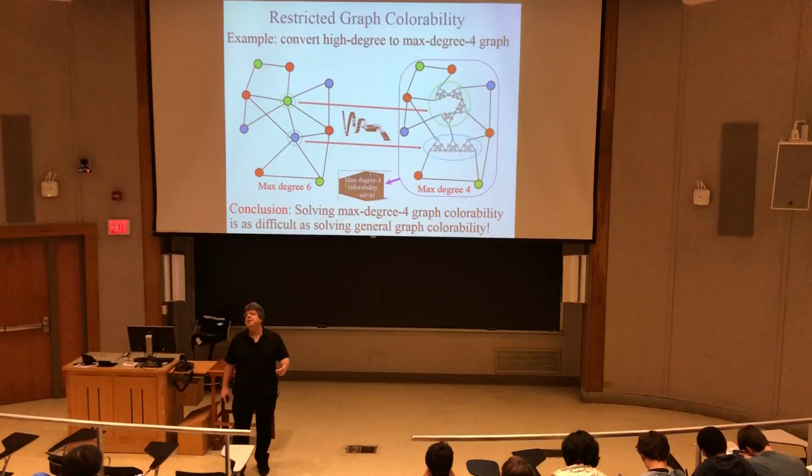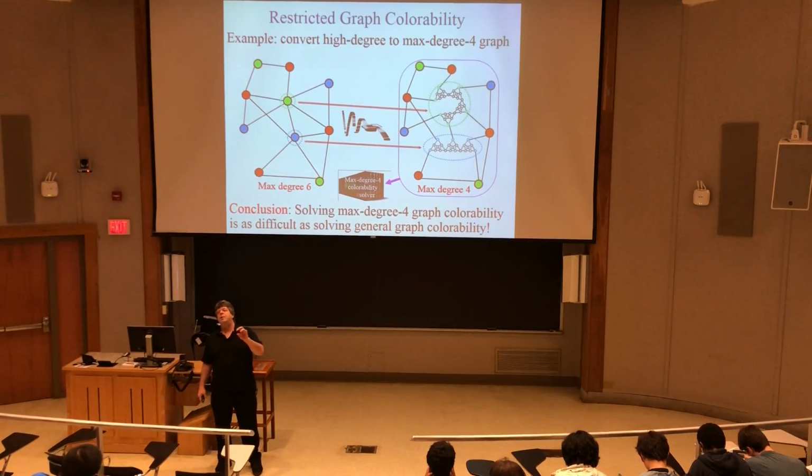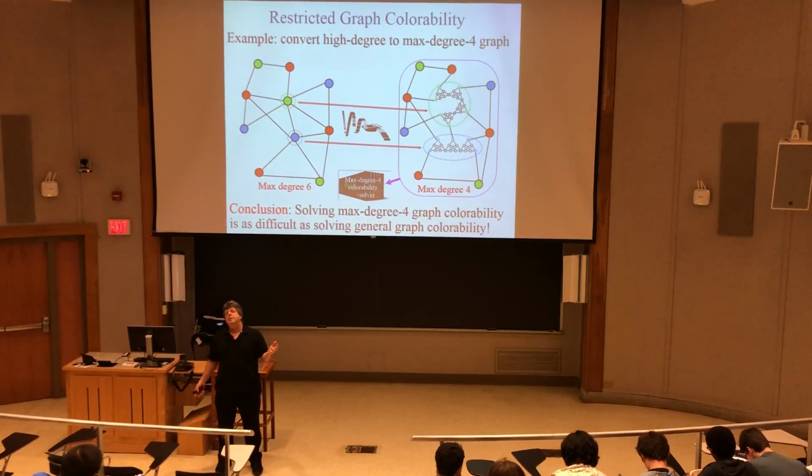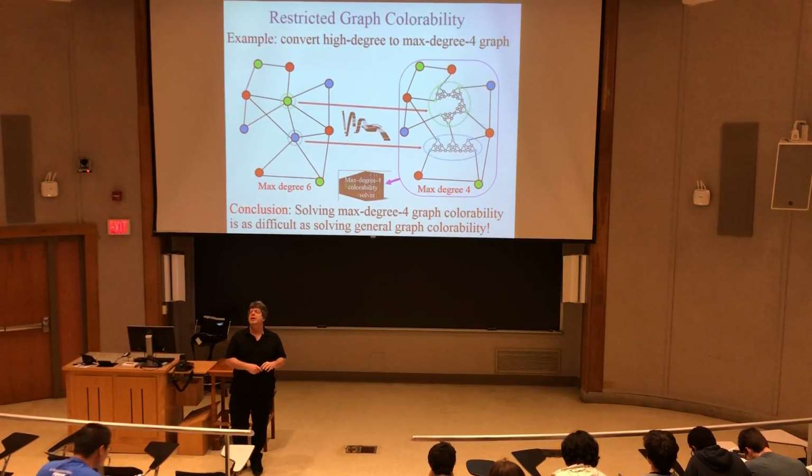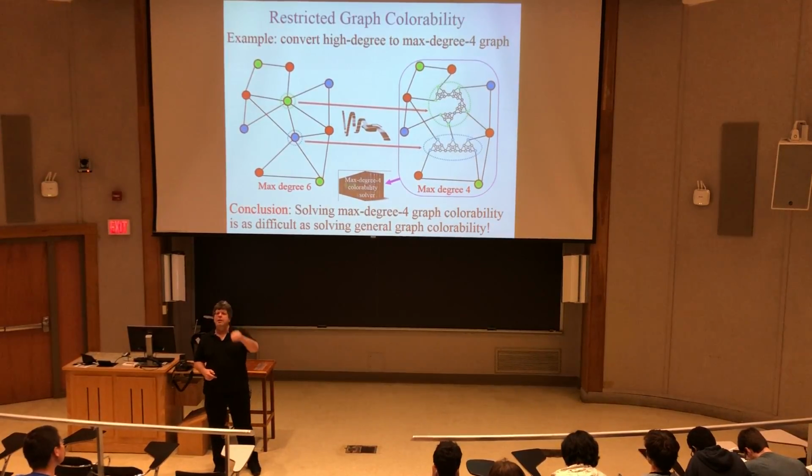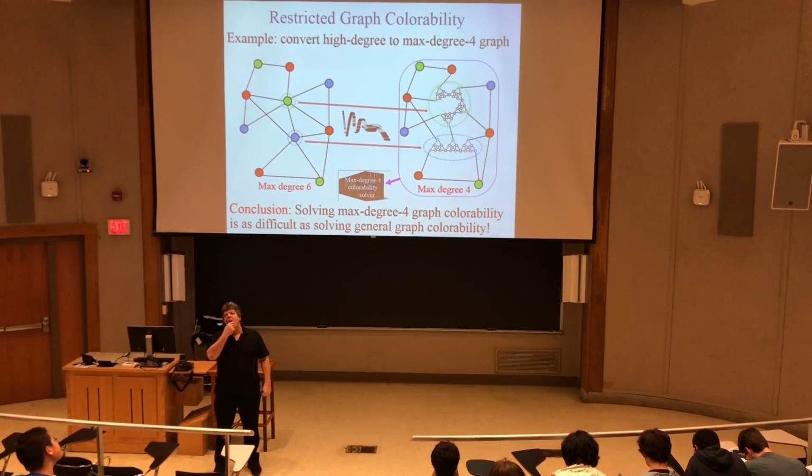And we already saw that max degree 0 or 1 or max degree 2 colorability are trivially solvable in polynomial time. So this is where colorability explodes into full bloom intractability at degree 4. Okay. Any questions about this proof?